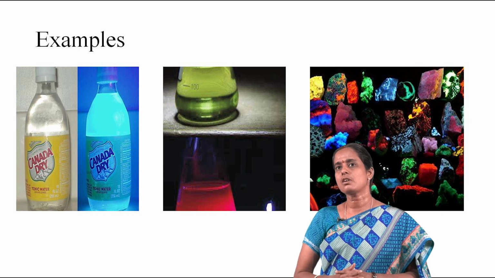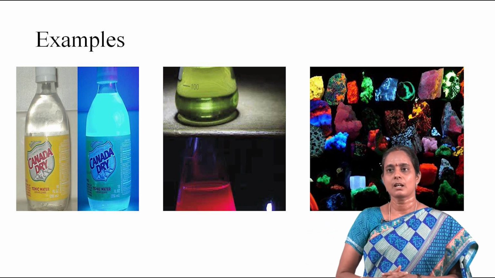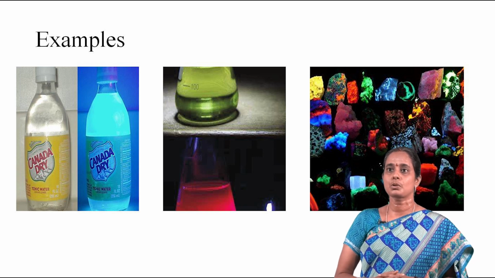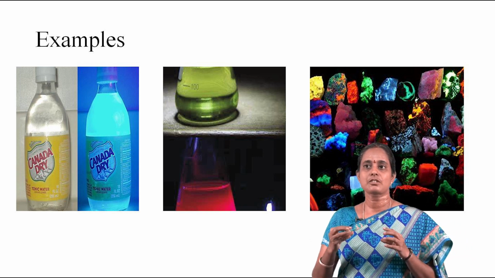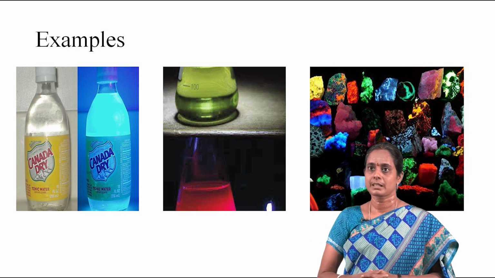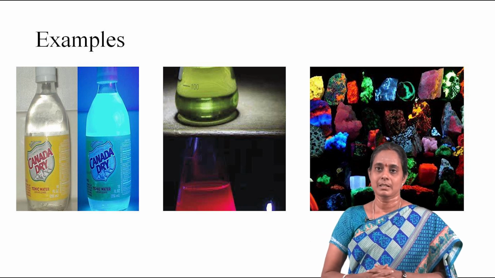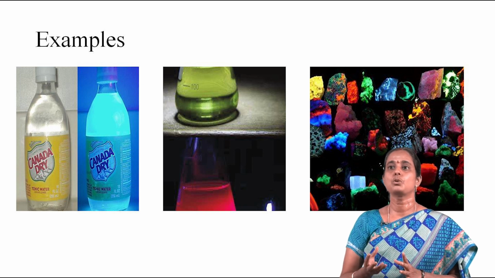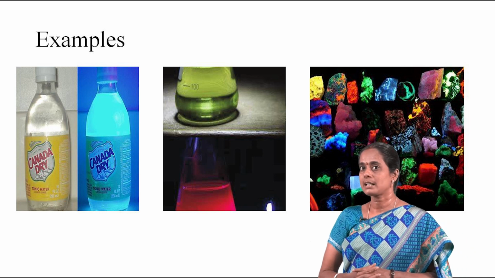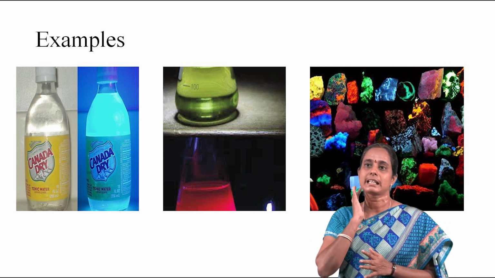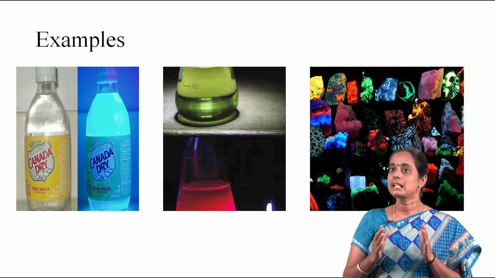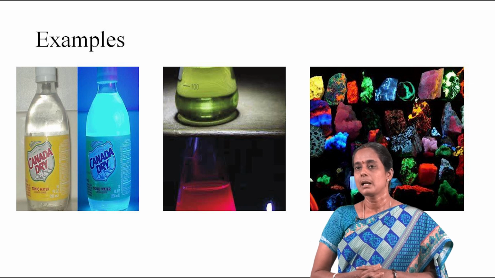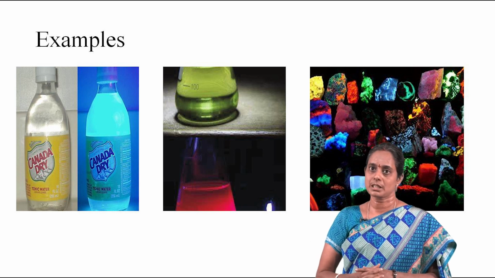The examples of fluorescence: there are many examples. The first one is a solution of quinine sulfate on exposure to visible light. It is colorless, but on exposure to UV light it shows a blue color. Another one is a solution of chlorophyll in ether, which shows blood red fluorescence. Another one is minerals in UV exposure.